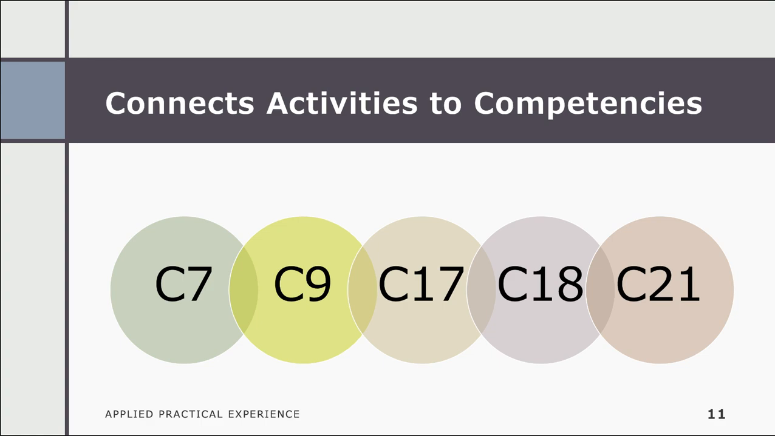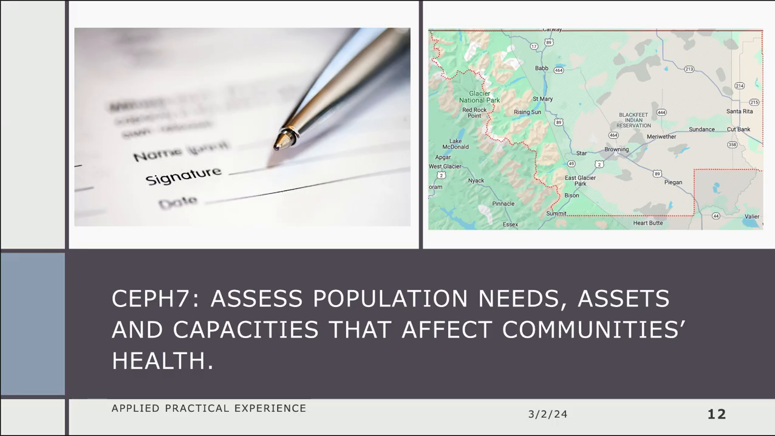So let's connect the activities that I completed during my applied practical experience to the competencies they meet. The competencies I chose were 7, 9, 17, 18, and 21. Competency number 17 assesses populations' needs, assets, and capacities that affect communities' health. Supporting documents are my interprofessional collaboration meeting minutes, patient support questionnaires, and community resource guide.